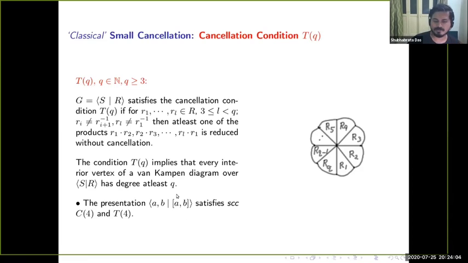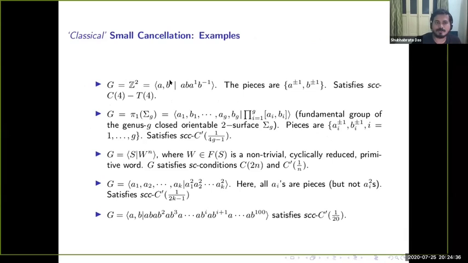So we can think of the presentation of the free abelian group of rank 2. There we can see that the presentation would satisfy both C4 and T4. You can see it by looking at the dual graph. You just take the points corresponding to the edges and join them, and that would give you the TQ condition. Okay, so here are a few examples.